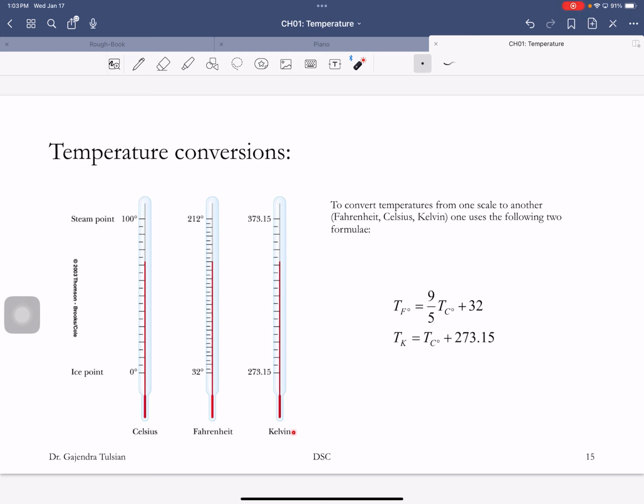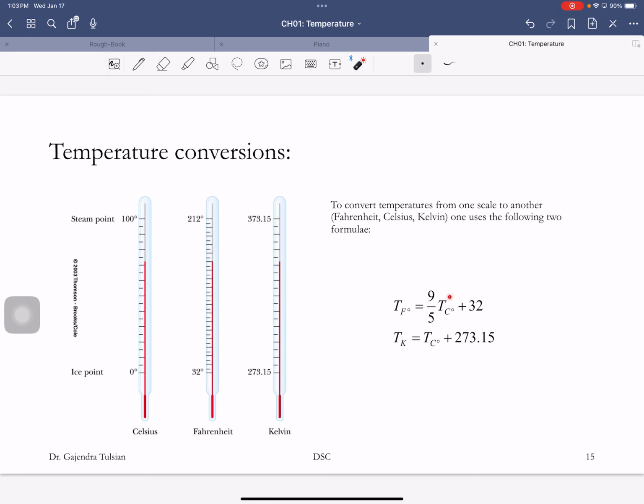All right, so we saw that there's an infinite number of temperature scales possible, but the ones in common use are these 3 scales: Celsius, Fahrenheit, and Kelvin. And we need to be able to convert temperatures from one to another. And these 2 formulae allow you to convert the temperature from one to the other 2 scales.